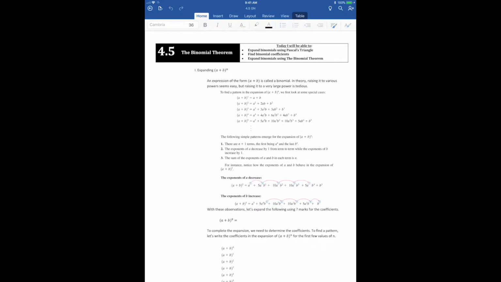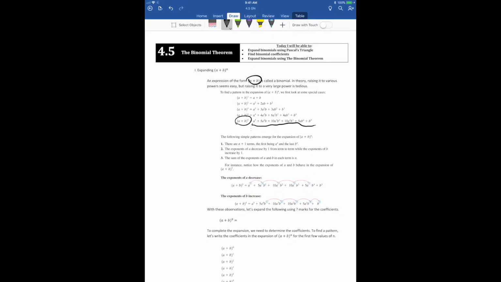So we know that an expression of this form, a plus b, is called a binomial. In theory, we know how to raise this to different powers, but we know that it can start to get tedious. Just look, if we're raising this to the fifth power, that's a lot to keep track of. It's not hard, it's basic algebra. We know how to do this, but it takes a long time, and the perfect word for it is just tedious. No one likes doing this.